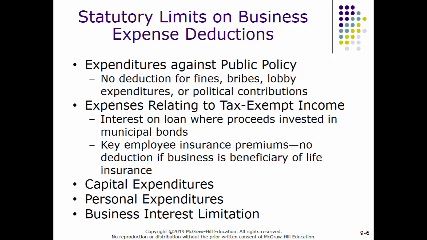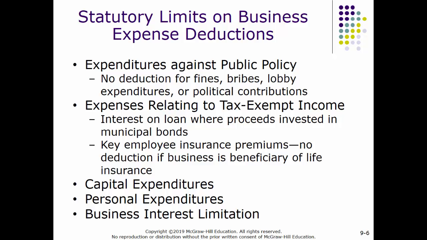Two examples are given here. The first is interest expense on a loan. If you borrow money to make an investment in municipal bonds, where the interest income is not taxable, then the interest expense will not be deductible. Similarly, if the company pays insurance premiums to insure the life of one of its key employees, and the employee passes away and the company is the beneficiary, the company would receive tax-free life insurance proceeds. Therefore, Congress will not allow the deduction of insurance premiums to buy that tax-free policy.